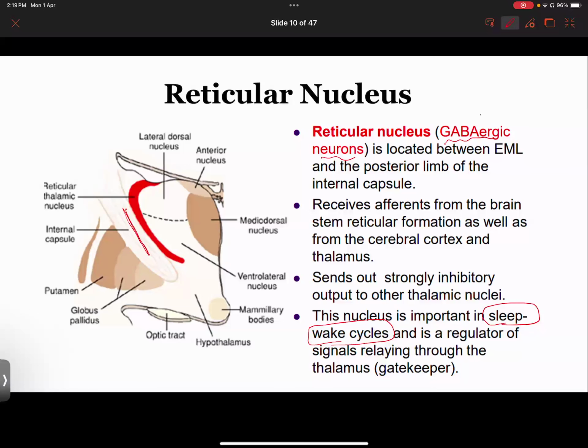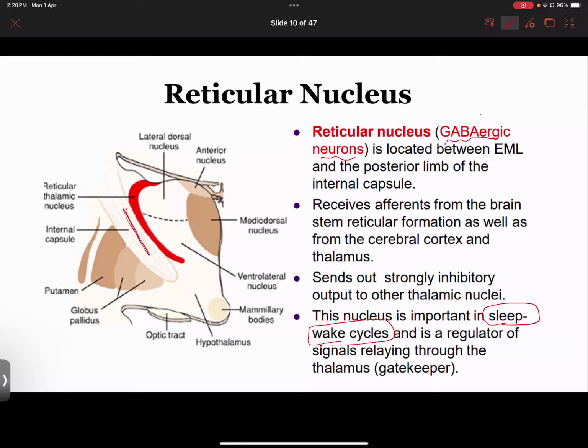So you can see how it receives stuff from the brainstem, from the cerebral cortex, and from the thalamus itself. It's going to receive all of these inputs and integrate them. After it integrates them, it's either going to inhibit certain areas of the thalamus because it's the gatekeeper, the boss of the thalamus, or it's not going to inhibit. But it has GABA, so it's usually going to inhibit part of the thalamus, or it's not really going to do anything about it. Tamam? And it's important in sleep wake cycles. That's all. So reticular nucleus, big boss, releases GABA.